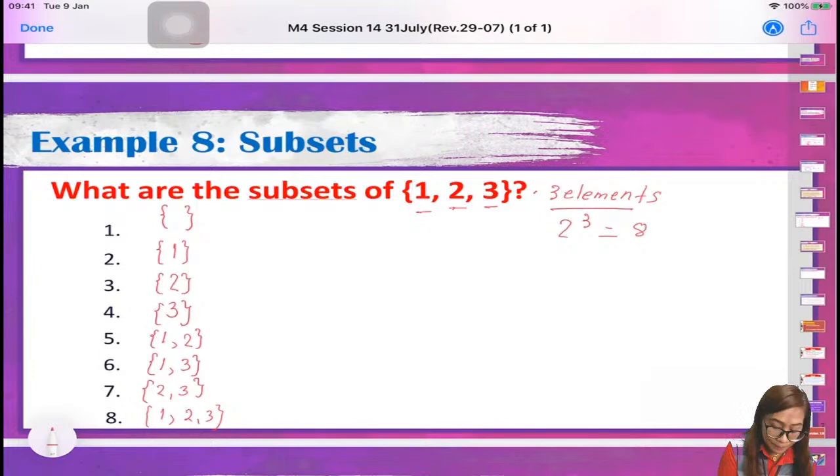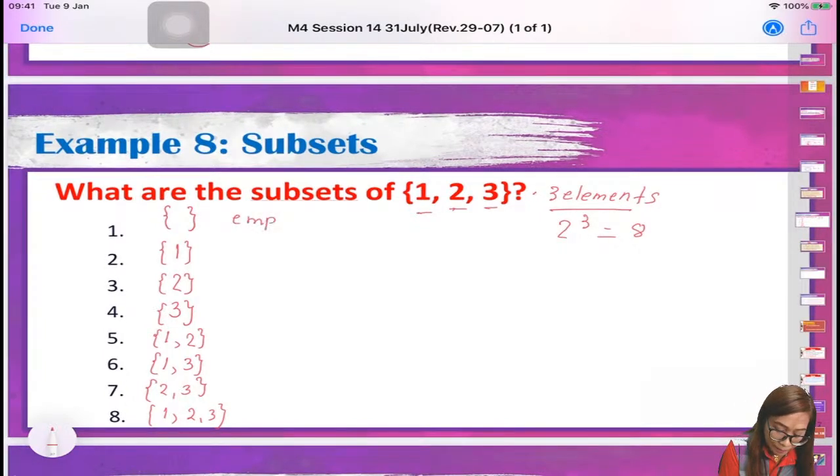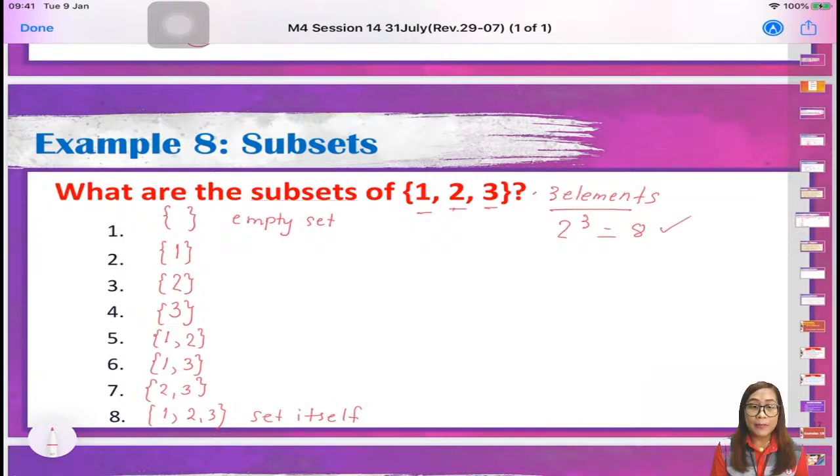So this is an empty set. Empty set is a subset of the given set, and this is the set itself. Yeah, so it's complete. We have 8 subsets. So it's easy if you follow this. You begin with the empty set, and then subsets with 1 element, subsets with 2 elements, subsets with 3 elements, or the set itself as the last one.